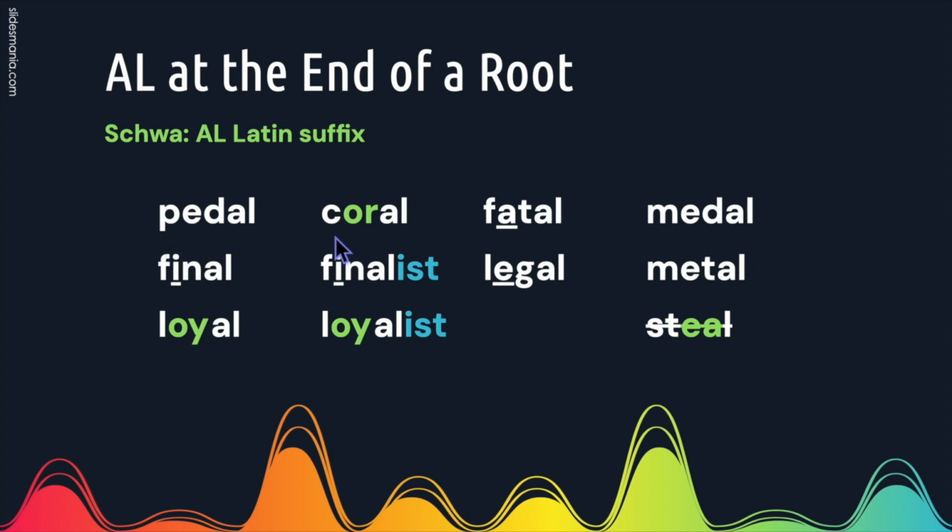OR says or, choral. These underlined letters will have their long sound. So fatal, metal, final. We can add suffixes and the AL retains the muffled schwa sound. Finalist, legal, metal. OY says oi, loyal, loyalist. Again, this does not apply to words where the A comes after another vowel. In this case, EA together say E, so we have the word steel.